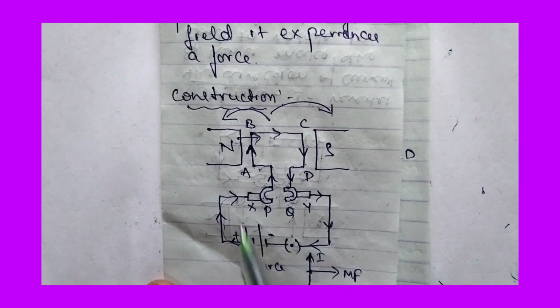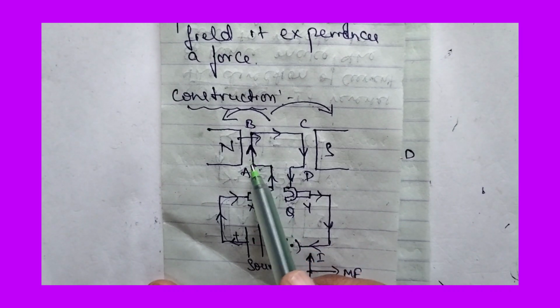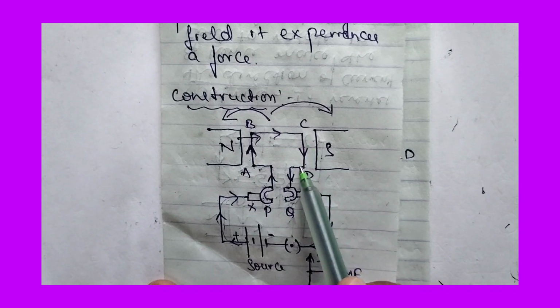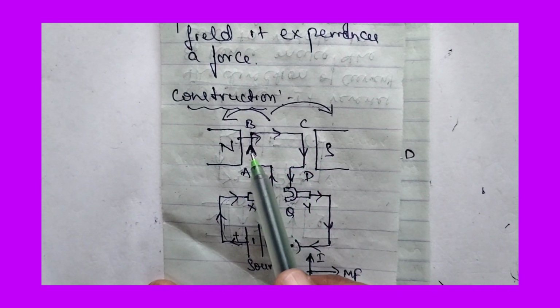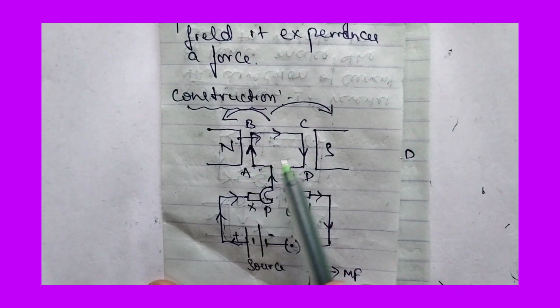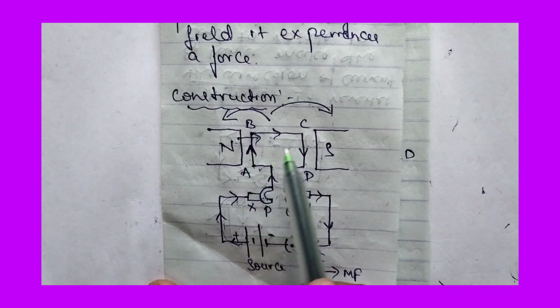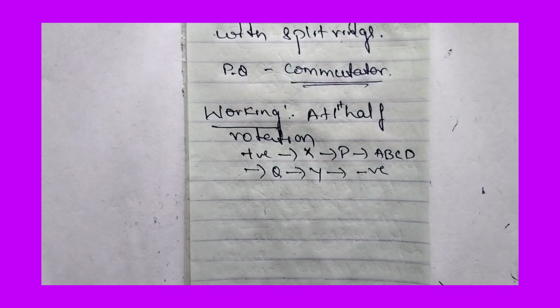So what happens in this case? At this instant, according to Fleming's left hand rule, the force on AB will exert in the downward direction and on CD the force will exert in the upward direction, and this makes AB move downward and CD move upward. Therefore CD comes to the position of AB and AB comes to the position of CD. So this is very very important. After this, coming to the second half of rotation.